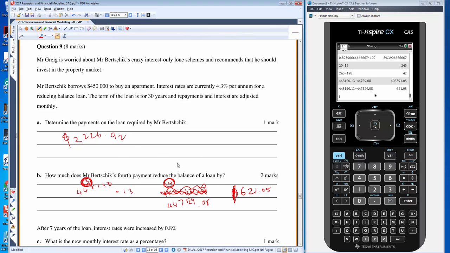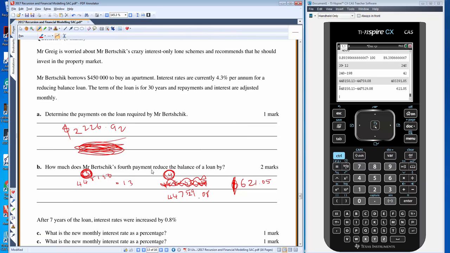$621.05. A lot of people wrote really large, crazy numbers there, even after they got the previous question right. You know that the maximum possible the payment could reduce the loan by is the payment itself, so it's always going to have to be less than that amount. That's how I knew my first ridiculous answer couldn't be right, because how can you reduce it by more than the payment you've made? It doesn't make sense.